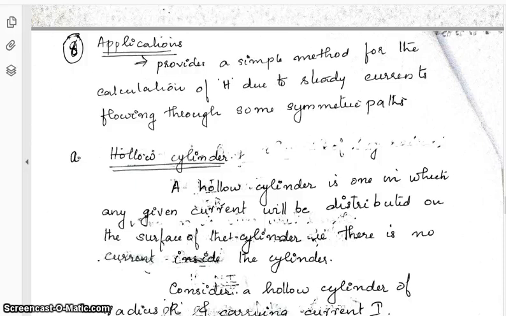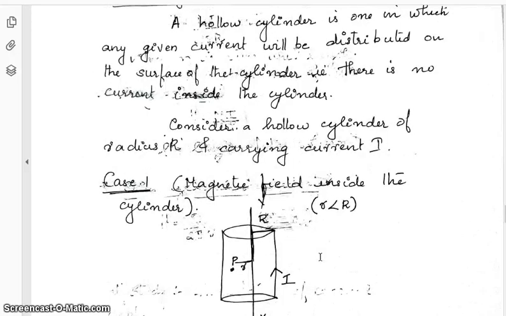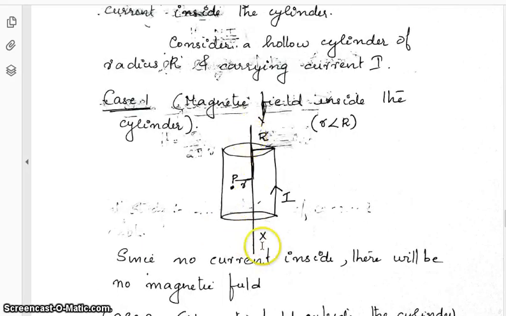So first we will see the case of a hollow cylinder. A hollow cylinder is one in which any given current will be distributed on the surface of the cylinder. That is, there is no current inside the cylinder. This point you have to keep in mind for doing the derivation. Now we will see step by step. First case, I will see the magnetic field inside the cylinder. So here I have drawn a hollow cylinder, and the straight line shows the axis of the cylinder, and as I said, the current is flowing through the surface of the cylinder only. There is no current inside.